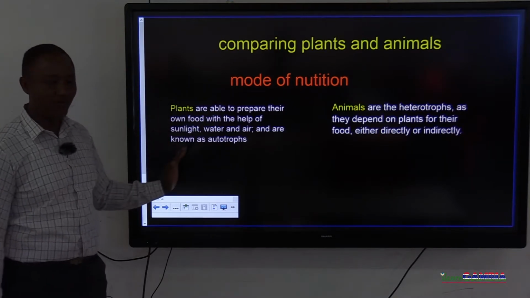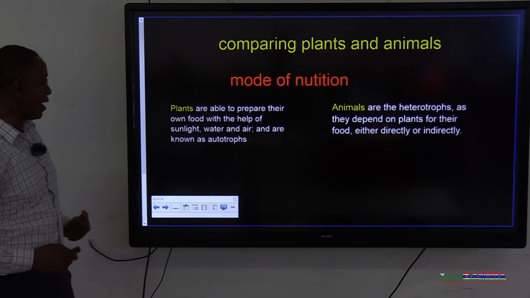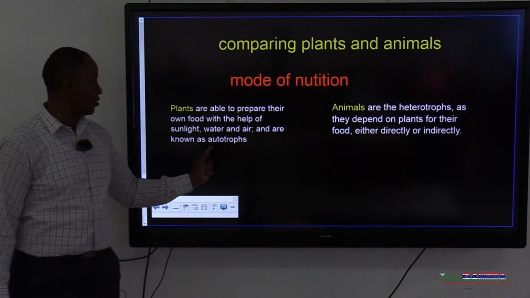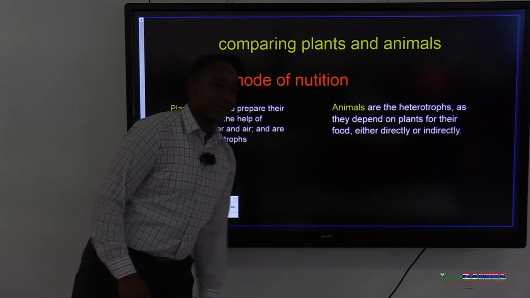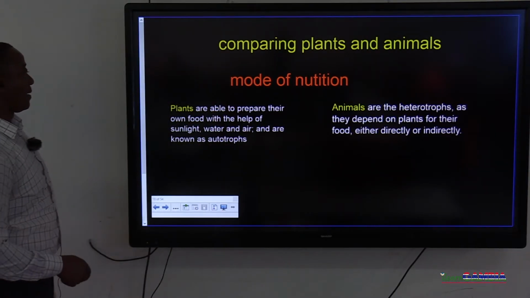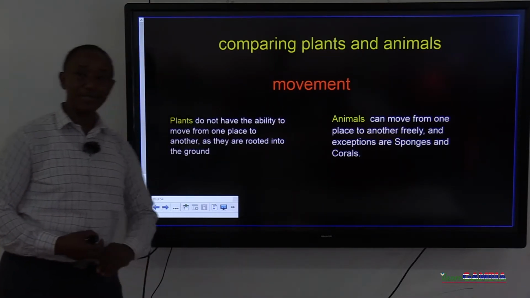Plants make their own food. Animals do not make food. And they have names. Those that make their own food, the plants, we call them autotrophs. Those that don't make their food, we call them heterotrophs. And you have many different groups of the heterotrophs. And next, we look at their movement.